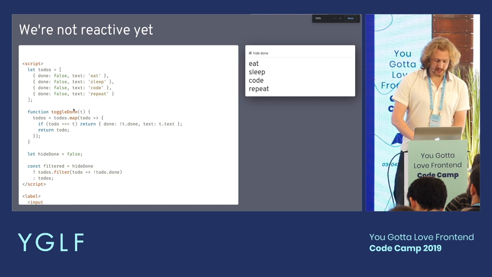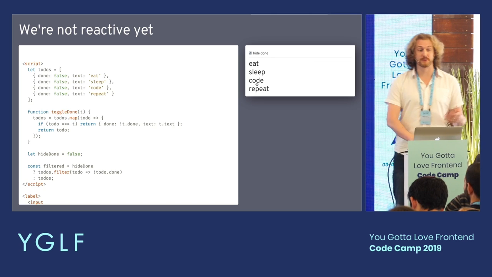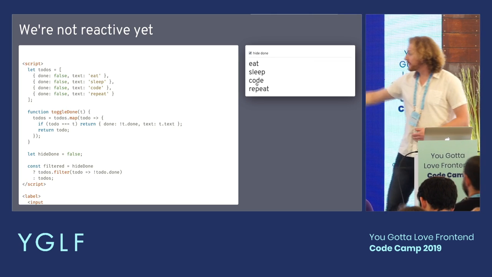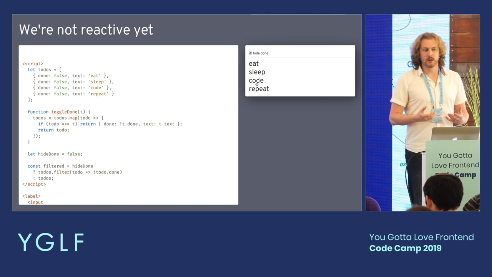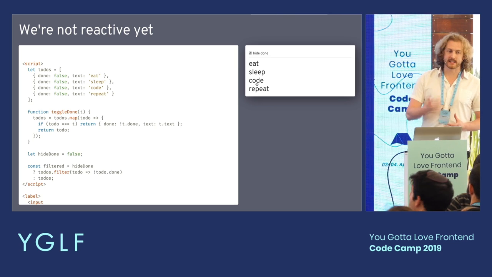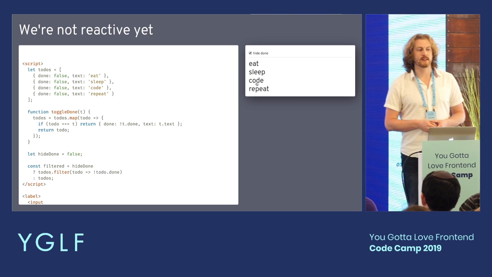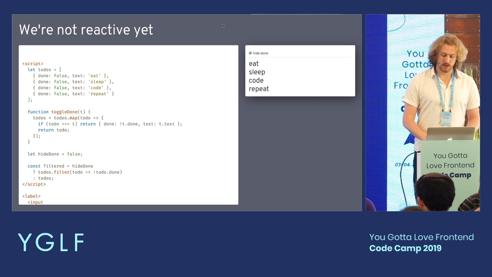But the trouble here is that this doesn't actually work, right? I'm clicking on these items, but they're not toggling. And that's because this code only runs once, const filtered. It's a const, so it can't change. We need to find some way of telling Svelte that this is a reactive value that depends on other reactive values. And for that, we need to look for inspiration in the outside world.